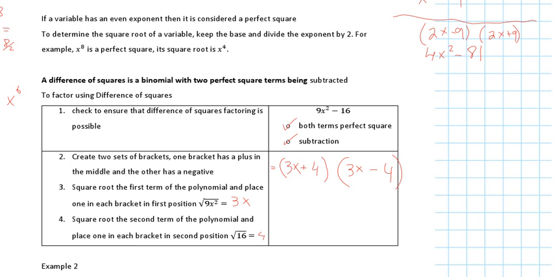Now I can check my work, on the side, don't check it here, right? So if I do my expanding, 3x times 3x is 9x squared. 3x times negative 4, that's negative 12x. 4 times 3x is plus 12x. 4 times negative 4, that's negative 16, right? What happened here is the negative 12x and the plus 12x cancel each other, and you'll be left with 9x squared minus 16. That's what I started with. Okay?